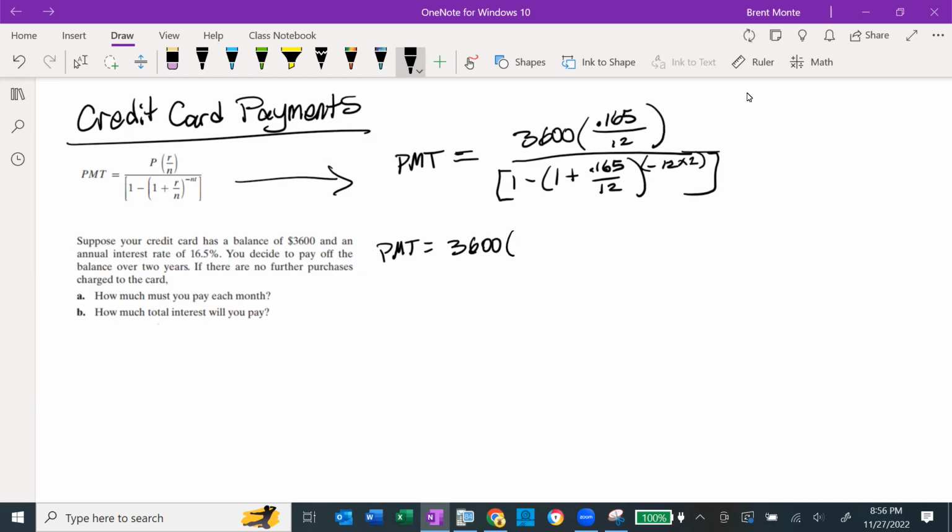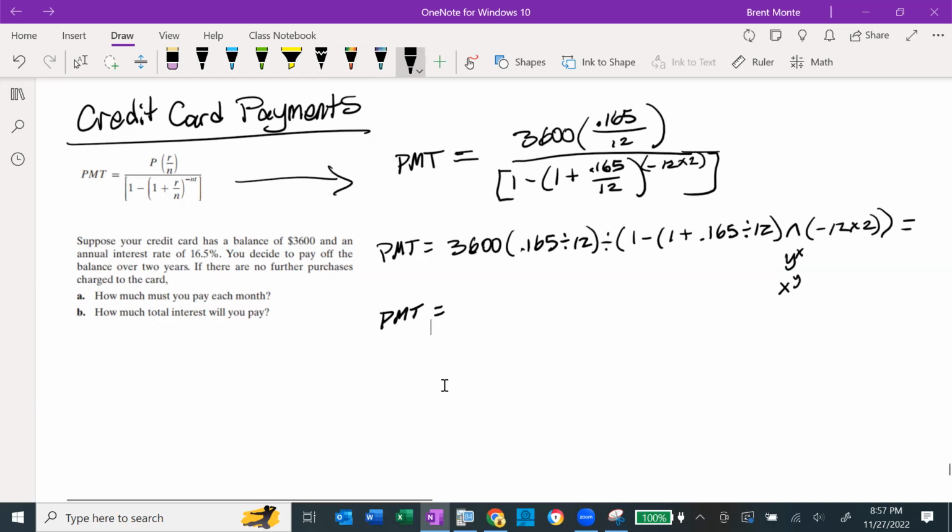3,600, left parenthesis, 0.165 divided by 12, close parenthesis. Now the denominator, divided by parenthesis, 1 minus parenthesis, 1 plus 0.165 divided by 12, close parenthesis, raised to the power. Remember, yours might look like y to the x or x to the y. Those all mean raised to the power. Left parenthesis, negative 12 times 2, close parenthesis. Get out of the exponent, close the parenthesis for the denominator, hit equals. And we'll do that on the calculator and see what we get.